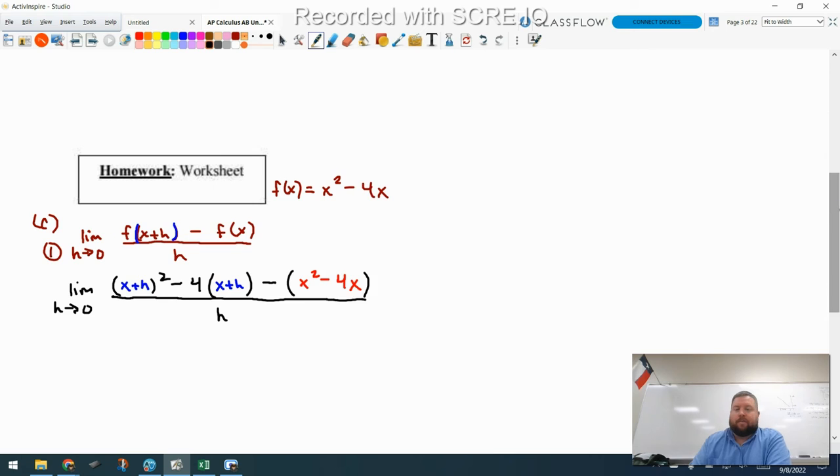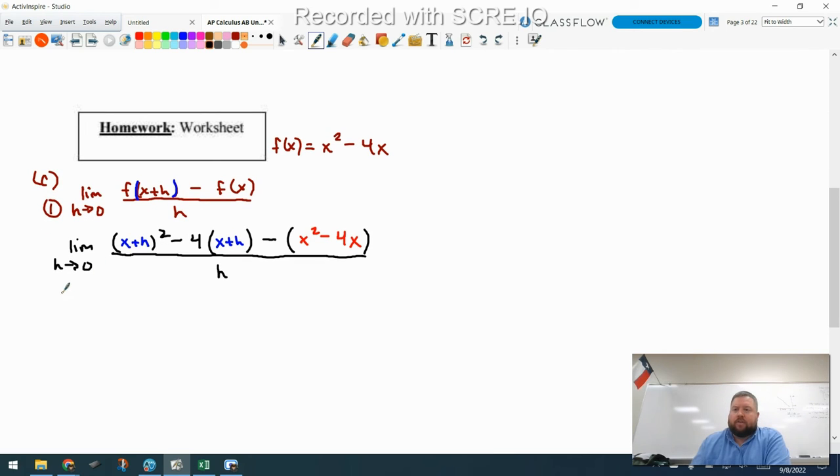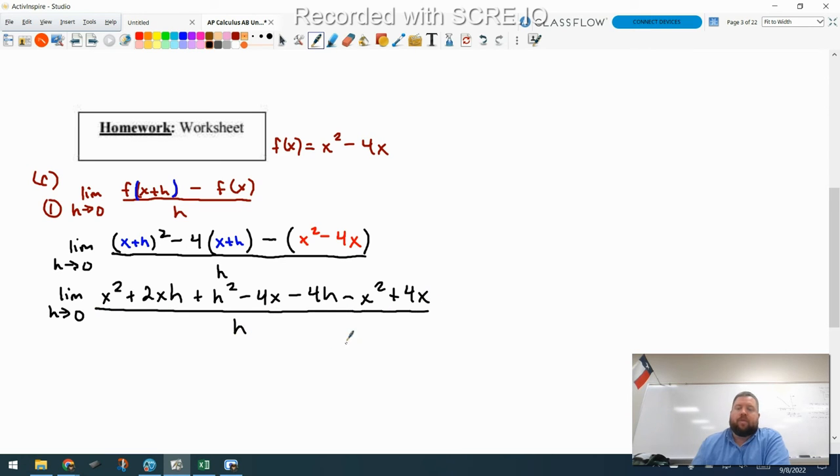And the work we need to do is just some algebra. We need to multiply this out. So this is going to be the limit as h approaches zero. Okay, multiply that out. This is one that's worth just memorizing how this works. It's a perfect square. You get x squared, you get 2xh. You multiply them together, multiply by 2 in the middle, and then you get plus h squared on the end. Distribute the negative 4, minus 4x, minus 4h. Distribute the negative sign, minus x squared plus 4x, all over h.